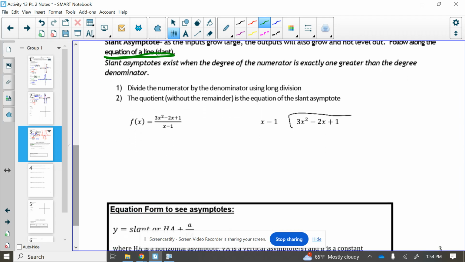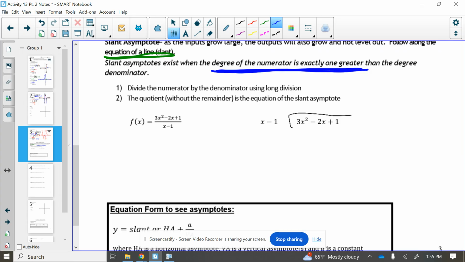In order to find the equation of the slant asymptotes, these are going to occur when the degree of the numerator is exactly 1 greater than the degree of the denominator. And oftentimes you are using either synthetic division to find the equation of the slant, or you are using the process of long division.